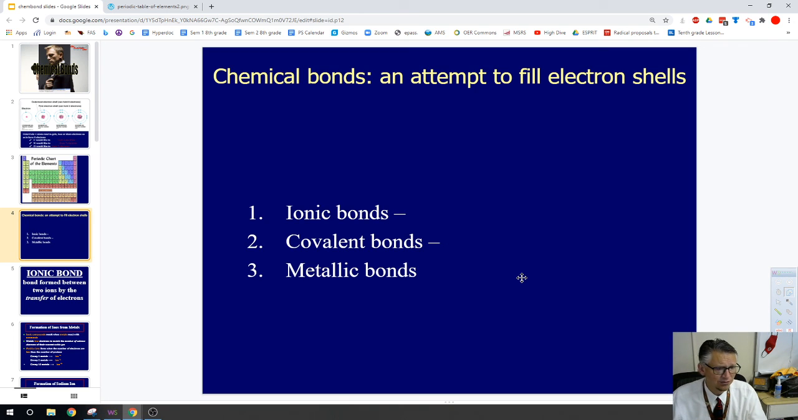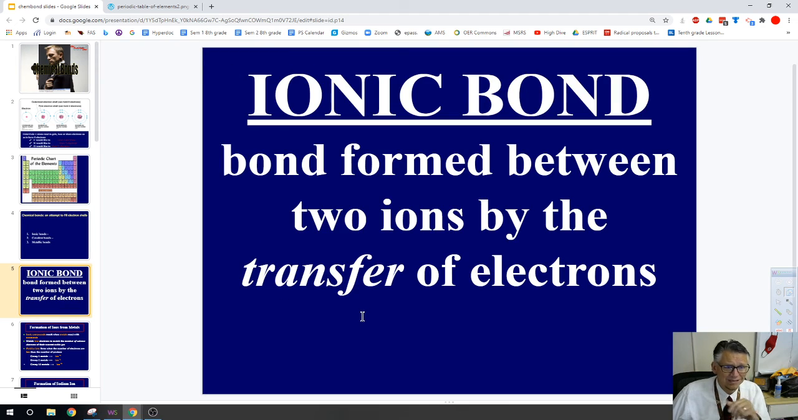There's ionic bonding, there's covalent, and there's metallic bonding. The first one we're going to talk about is ionic bonding. And ionic bonding happens when a bond is formed between 2 or more ions, and they transfer their electrons.